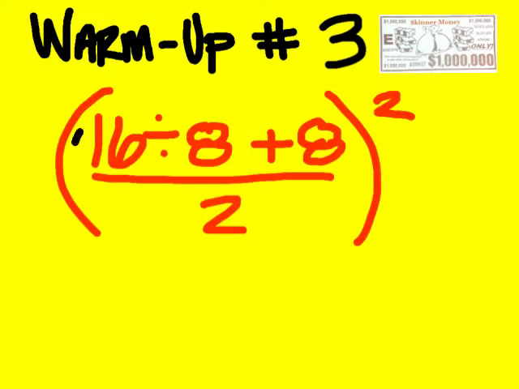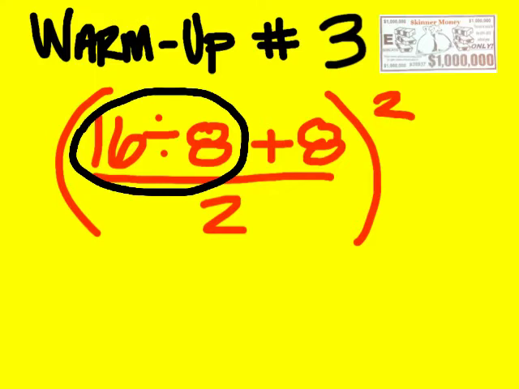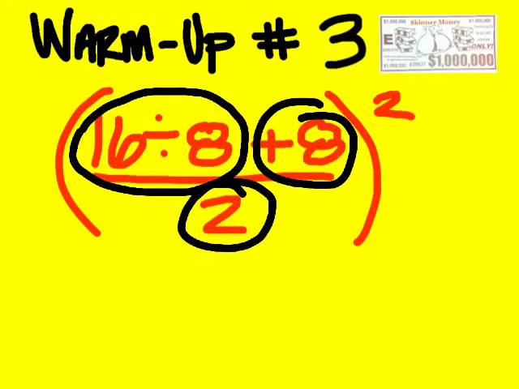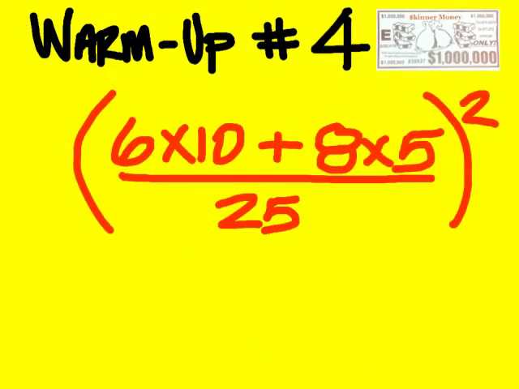On this one, you should have 16 divided by 8, which is 2. 2 plus 8 is 10. Divided by 2 is 5. Squared is 25. Number 4.